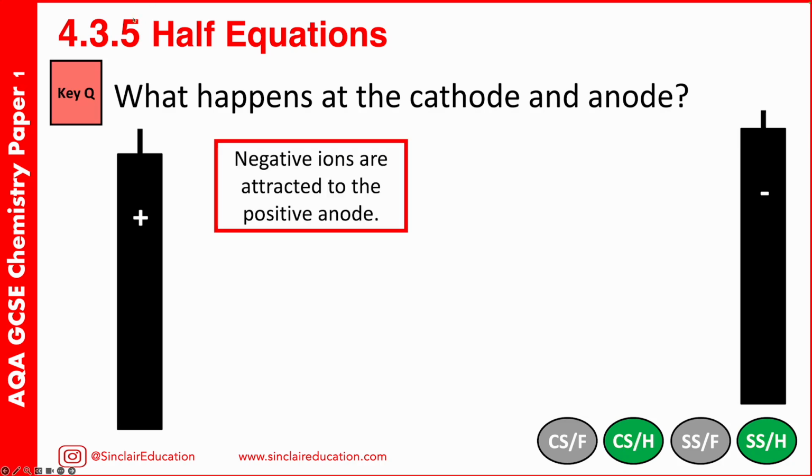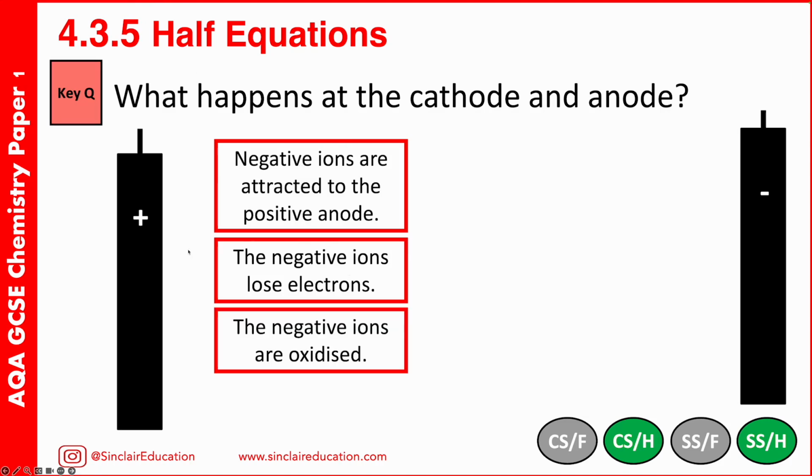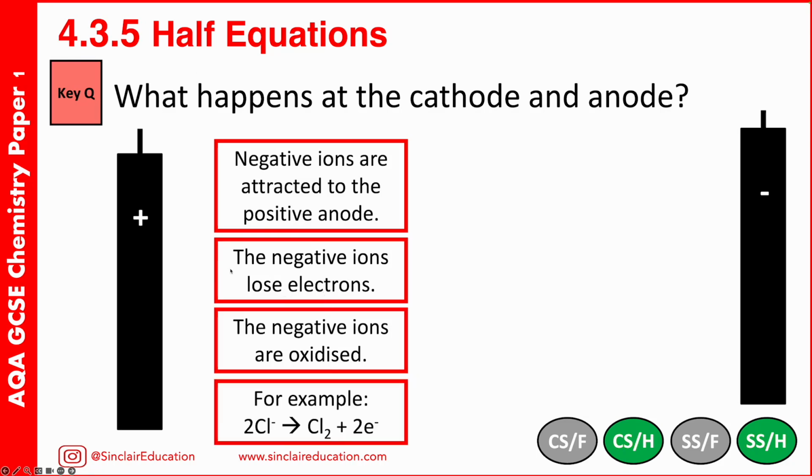But the common thing is that negative ions will be attracted to the positive anode. They will lose their electrons and be discharged. So the negative ions, because they've lost electrons, are oxidized. So for example, 2 chloride ions will each lose one electron to form chlorine. This half equation you could use for any of your halogens.